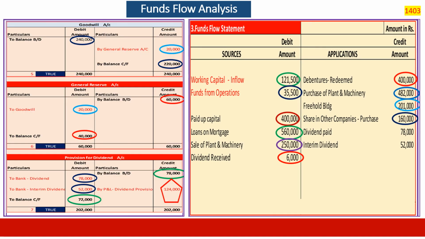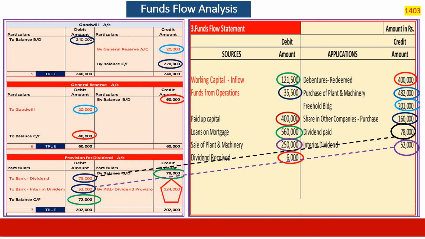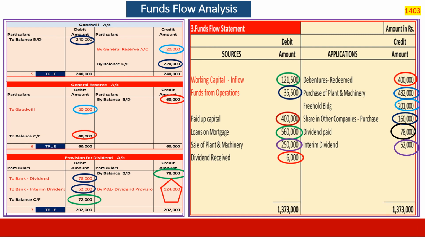Then we go to the last account of provision for dividend. We find we paid 78,000 of last year, and we paid interim dividend of 52,000 for the current year. With that, we have covered both sources and applications, 13,73,000. That comes to the total. Once it is matched, it takes care of the first two statements and also this statement.